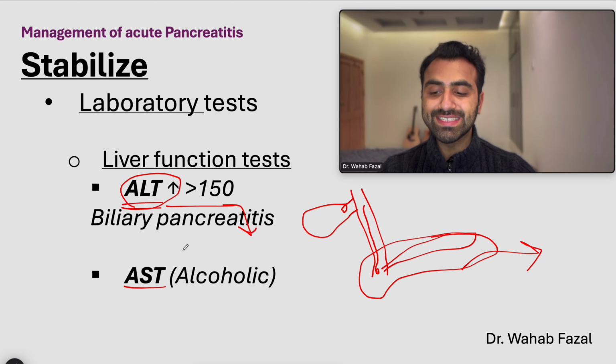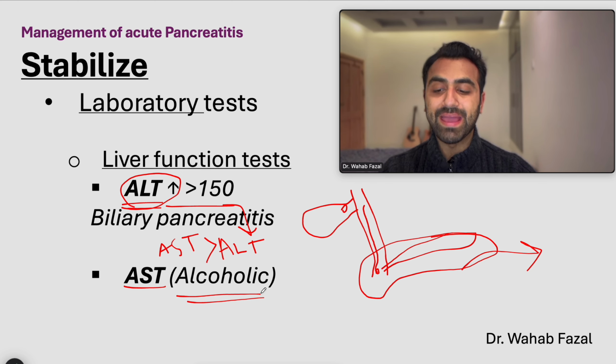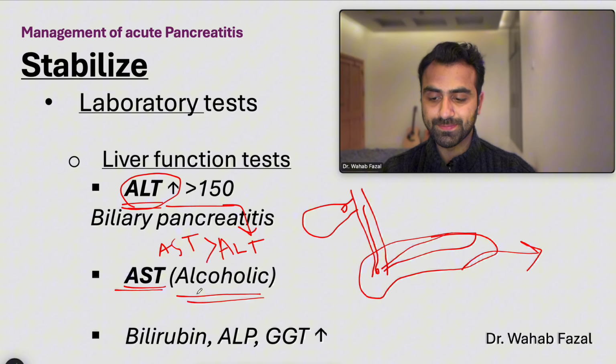You might have a high AST to ALT ratio. So AST might be more elevated than ALT, and what they might be pointing towards is alcoholic pancreatitis. So you want to keep an eye out for this.